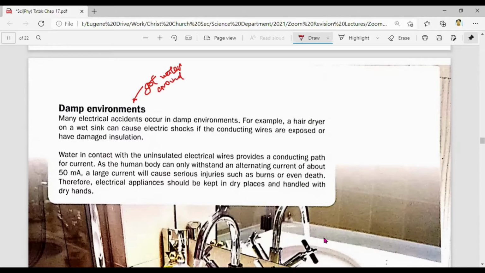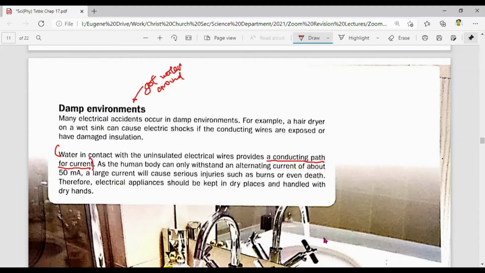So as you read, key idea here: water in contact with the uninsulated electrical wires provides a path for the current. Generally your electrical appliances are insulated, so electrical current doesn't flow out from them. But if water is in contact with it, the water provides a conducting path for the current. So it provides another way that the current can flow.